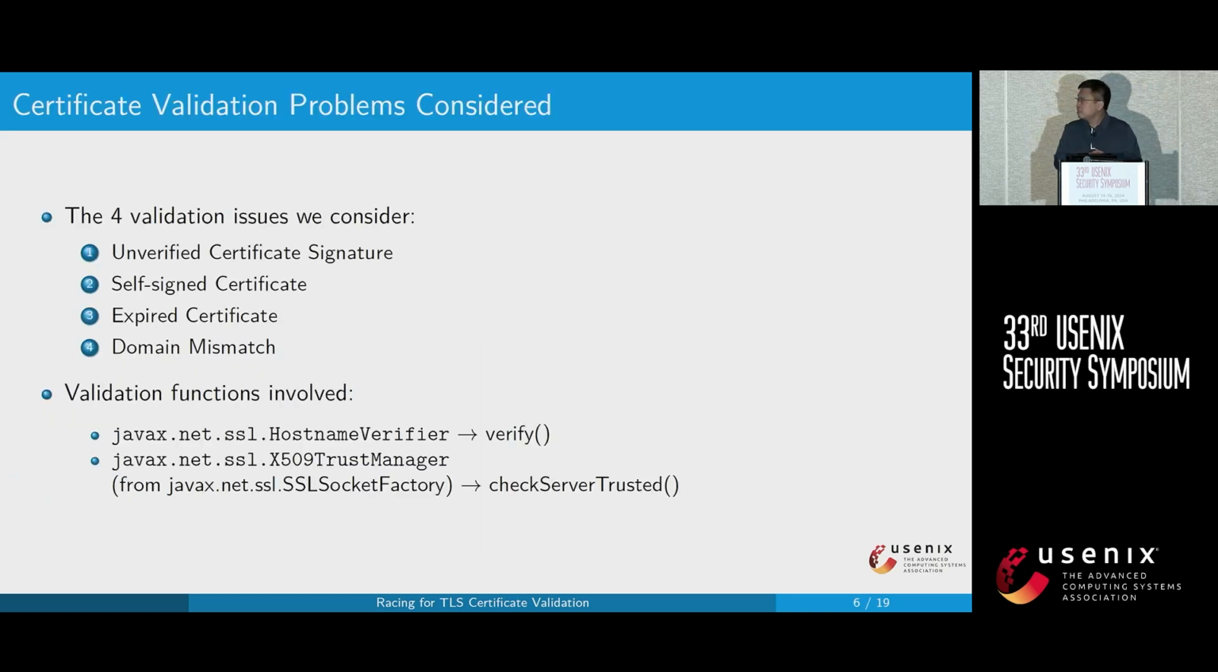Before we talk about the details, I'll quickly go over the certificate validation issues we consider in scope. There are certificate signatures just skipped, not verified, self-signed certificates, expired certificates, and also domain mismatch, which means it's the wrong host, not the one the certificate was issued to. Correspondingly, in the code, there are classes and their methods taking care of such checks. For example, the HostnameVerifier class with the method verify checks for the domain mismatch problem. And the TrustManager class takes care of the rest of the checks with checkServerTrusted, or, if it's mutual authentication, checkClientTrusted.